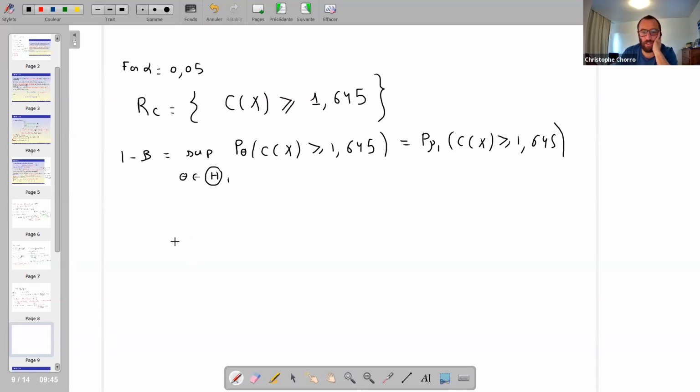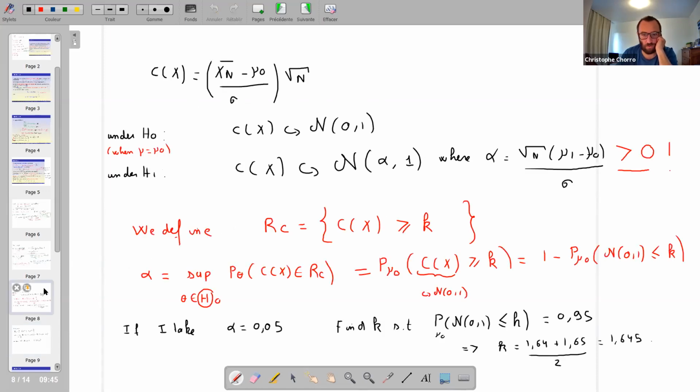Why? Because we know that when mu is equal to mu1, as I have done previously, C of X follows a normal distribution. So just a remark here concerning my notations, it's not a good notation. I have used alpha here, it's not a good idea because my alpha is something that is related to the level of the test. So I will give it another name. Instead of writing alpha, I will call it A, basically. I just use A as a notation.